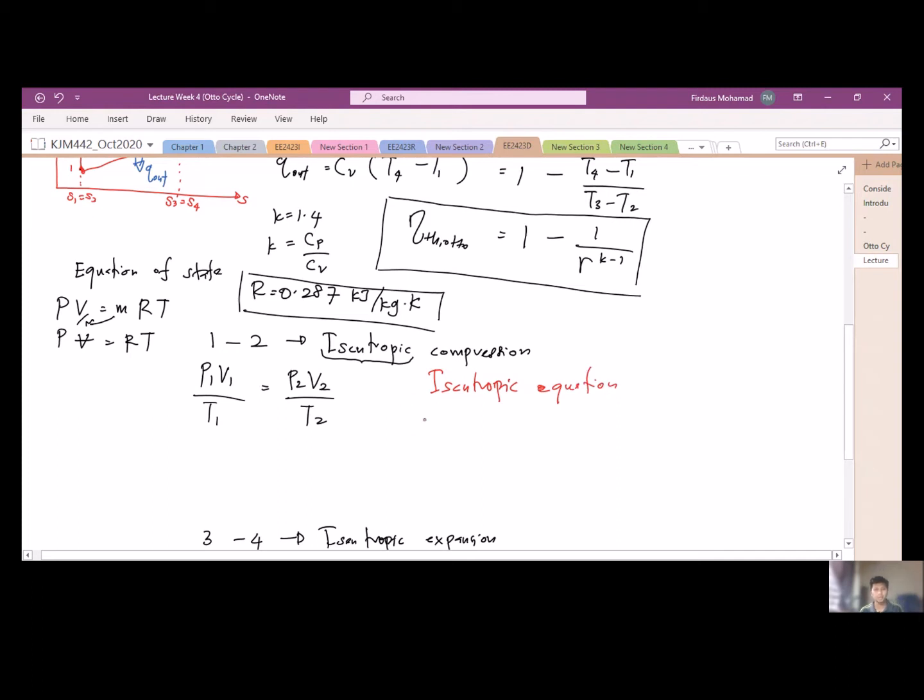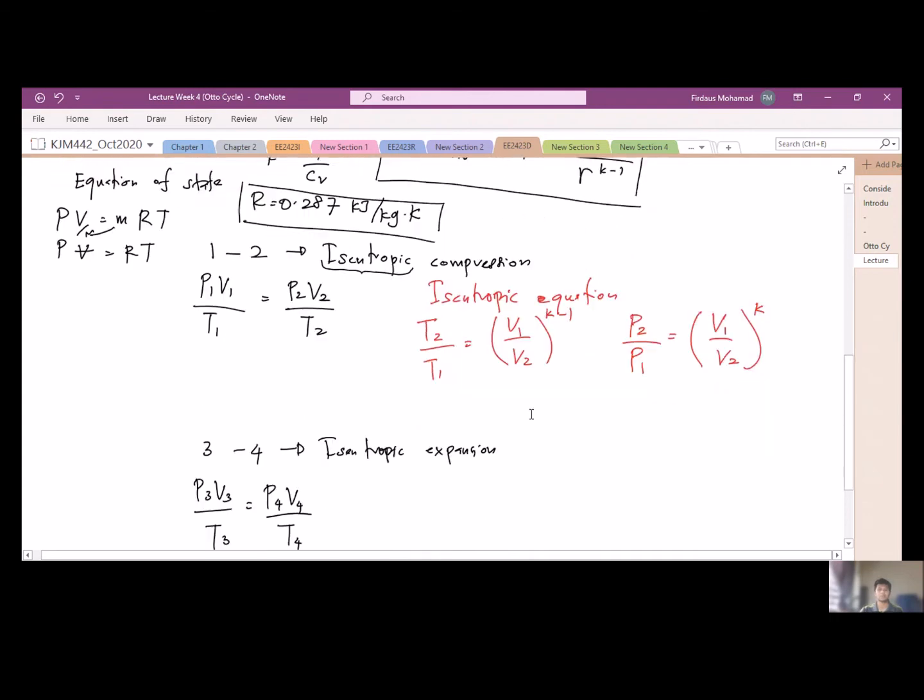Okay, so for the isentropic equation, T2 over T1 equals V1 over V2 to the power of k minus 1. So that is the temperature-volume equation for an isentropic process. V1 over V2 is basically your compression ratio. If you want to determine it based on pressure, P2 over P1 equals V1 over V2 to the power of k. So if it is a pressure-volume relation, the power is k. If it is a temperature-volume relation, the power is k minus 1.